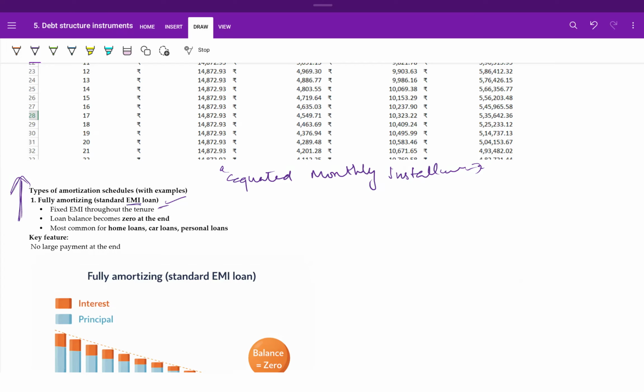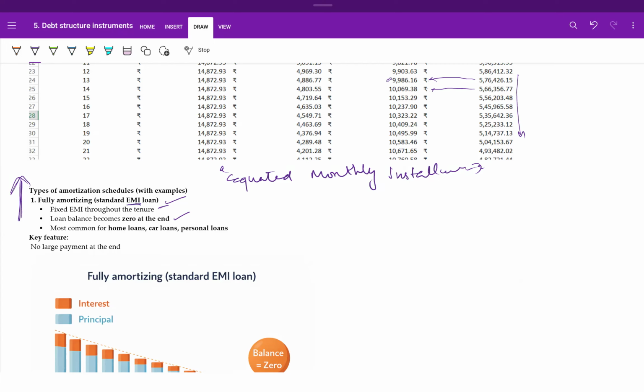Each EMI includes interest and principal. We have seen that. The loan balance gradually declines. If you see, the loan balance is gradually declining, and the difference is the principal component. So every month I am reducing the principal amount, and I am taking out the principal amount from the EMI.